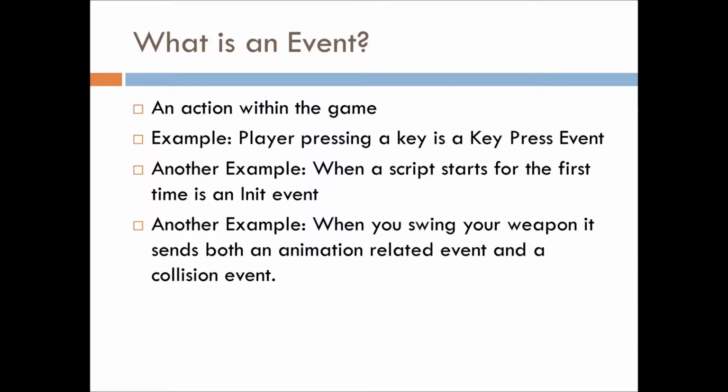So, the examples I list here: we already said player pressing a key is a key press event. When a script starts, it's an init event. When you swing your weapon, you have an animation event, and whenever you have an on hit, if your weapon hits. If it doesn't hit, it won't send an event in that case.